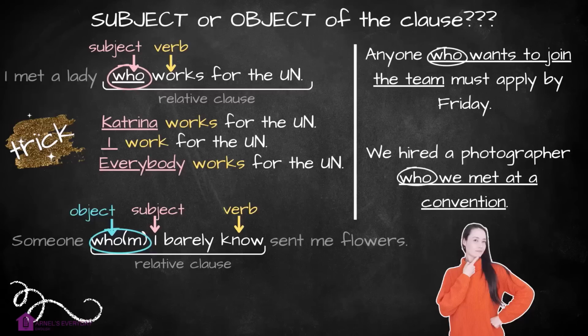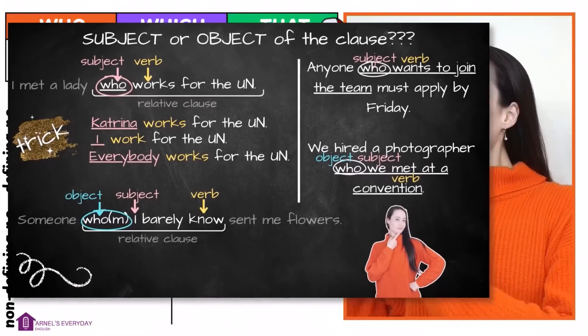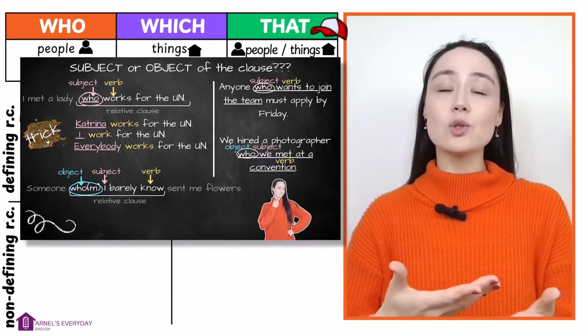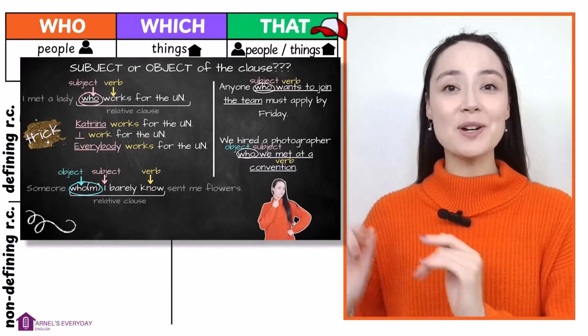In sentence 1, who is the subject? Because we can see it's followed by a verb. And who in the second sentence is the object because it's followed by a subject and verb. We cannot have a double subject. Of course, there can be exceptions to all grammar rules, but I hope this trick helps you.